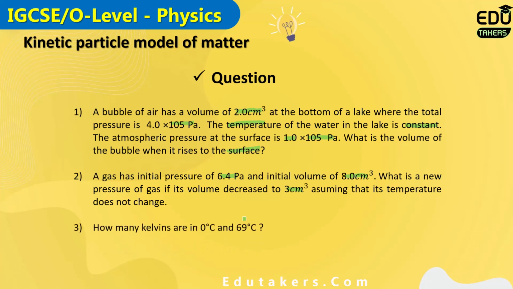Question number 3. How many Kelvins are in 0 degree C and 69 degree C? Question number 4. How many degrees Celsius are in 253 Kelvin and 89 Kelvin? So in questions number 3 and 4, you just need to make the conversion of the temperature. In question number 3, the temperature is given in degree C and you need to convert into Kelvin. And in question number 4, the temperature is given in Kelvin. You need to convert this temperature into degree C.